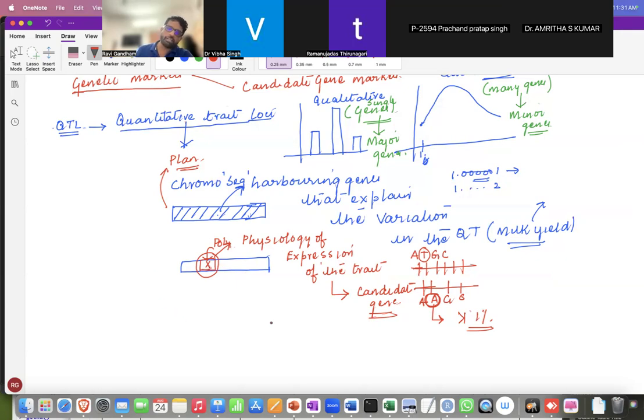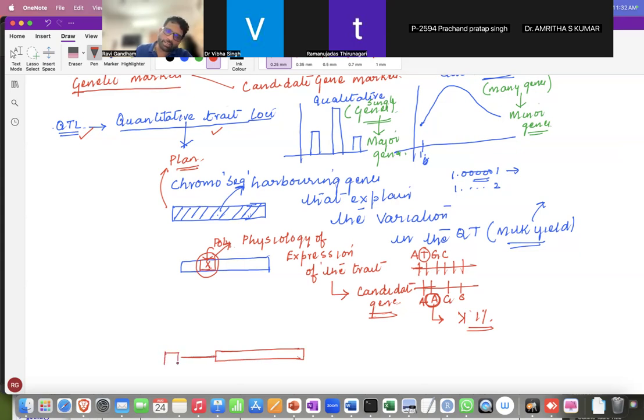Now we have explained a QTL, and we have explained a candidate gene. But more often than not, you will not be finding polymorphism within the candidate genes. Now, what happens if you have a QTL, right?